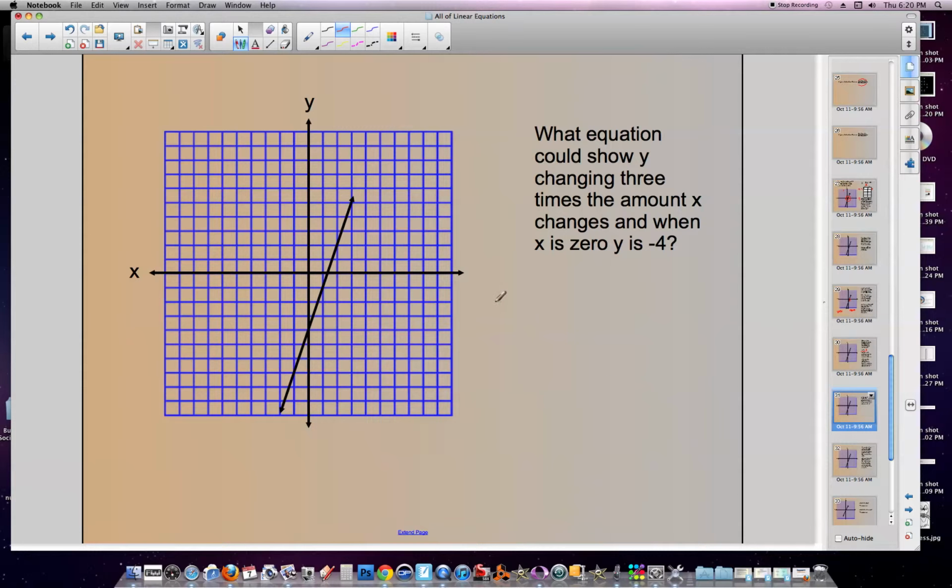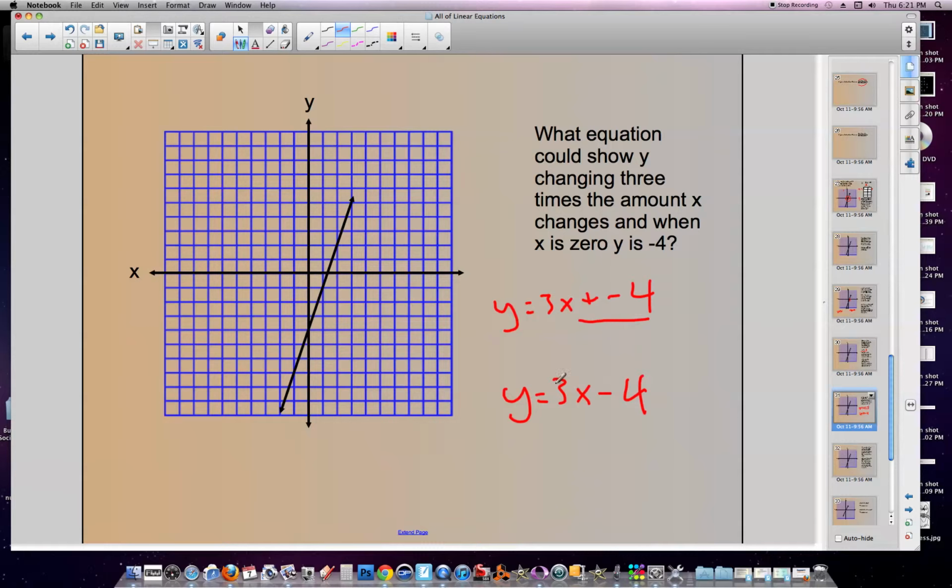When we say, what could we add to y equals 3x so that when x is 0, y equals negative 4? Well, 0 plus what equals negative 4? Well, 0 plus negative 4, right? So now we write this equation as y equals 3x, and instead of saying plus negative 4, I'm just going to say minus 4, because plus negative 4 is the same thing as minus 4.